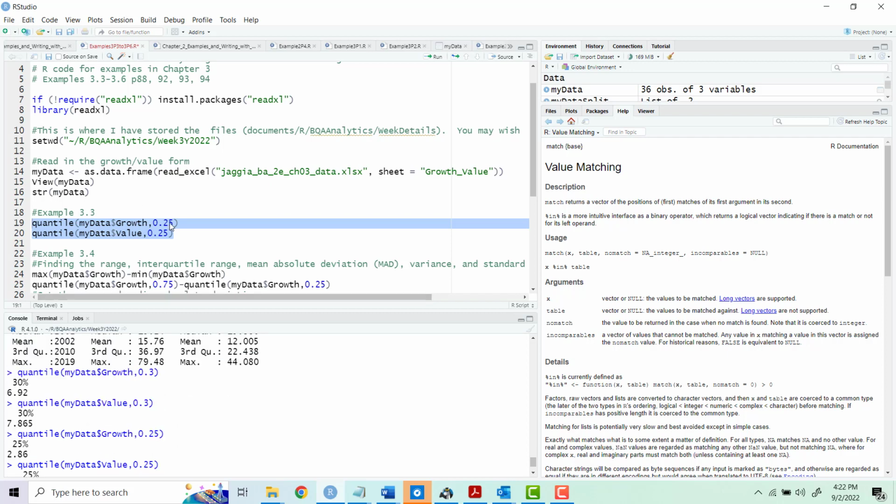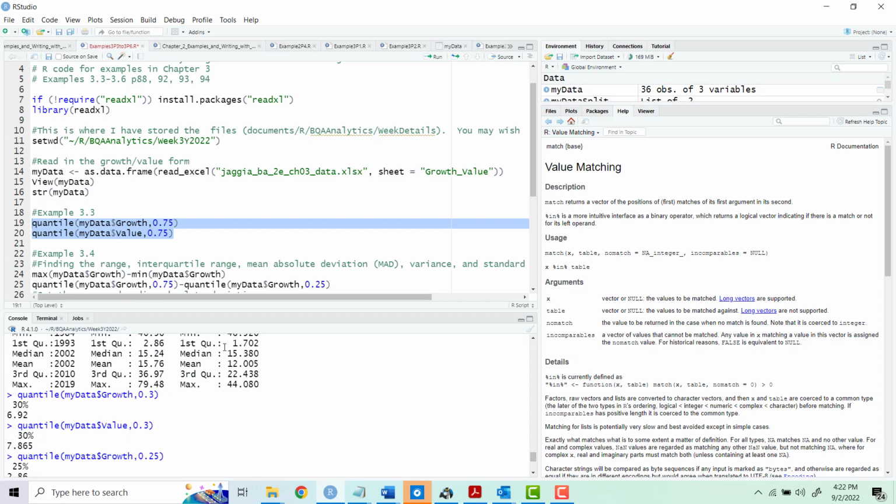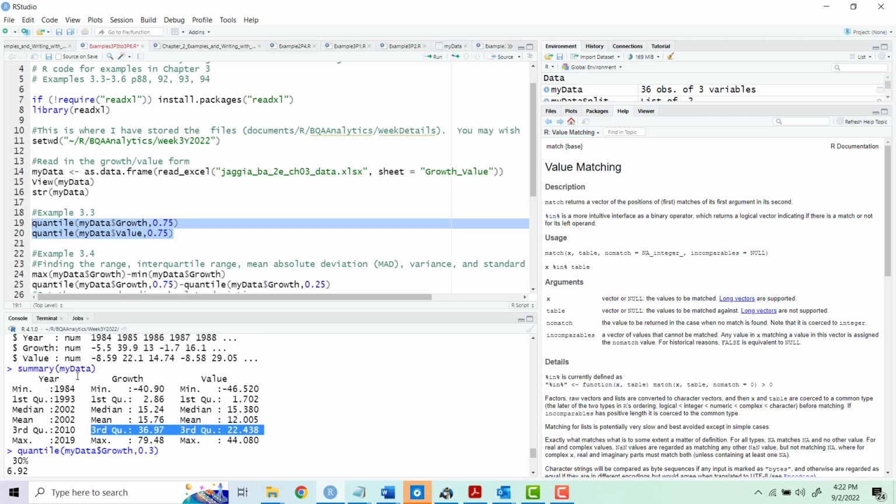We could do the same with 75, and it should match the third quartile. So we have 36.97 for growth and 22.44 for value, and again it matches the summary of my data. So this was just showing you that you can explicitly call the equivalent of the percentile function in Excel in R.